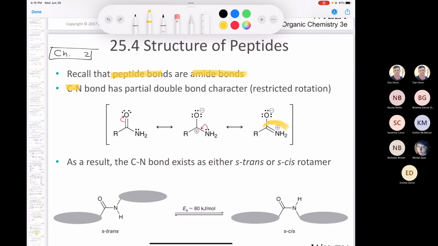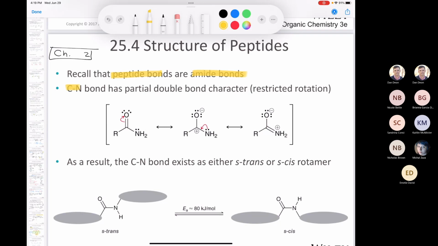Look at this one here. We have a double bond between the carbon and the nitrogen. And also in this one, everything has a complete octet. So this is definitely a contributor to the resonance hybrid. And what that means, again, is that the carbon-nitrogen bond in our amide has partial double bond character.